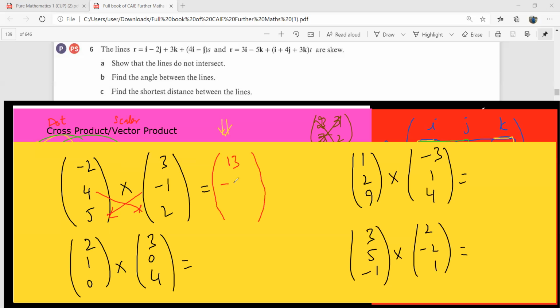And for the j part, I'll write a minus over here. So for the j part, it would be this into this and this into this. I'll be ignoring that j part over it. Minus 4 minus 15 is minus 19. So this is minus into minus 19. And for this k part over here, I'll be using this times this. So minus 2 into minus 2 is 2. Minus 12 is going to be minus 10. So this one is going to be 13, 19, and minus 10.